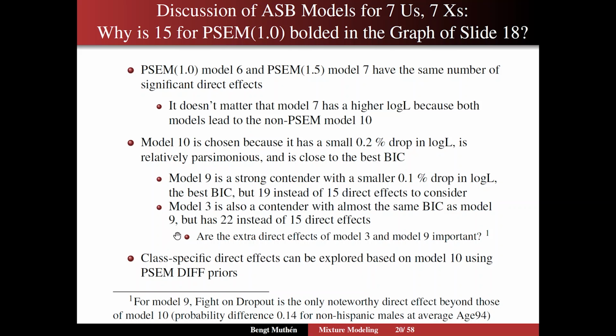And the question then is, are the extra direct effects of model 3 and model 9 relative to model 10 important? So I took a look at that for model 9. The fight indicator on the dropout covariate is the only noteworthy direct effect beyond those of model 10, with a fairly small probability difference for non-Hispanic males at average age 94, varying the dropout from 0 to 1.